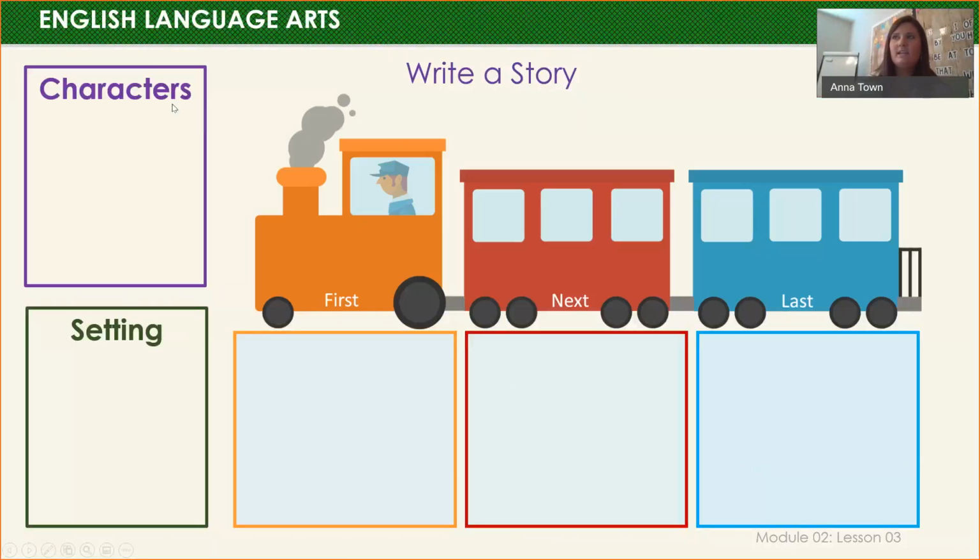Okay, remember, the characters answers the question who. That means an animal or person in a story. Setting answers the questions where and when, location and time. And sequencing means beginning, middle, end, first, next, last. That is the end of our 2.03 module and 2.02 module for ELA.